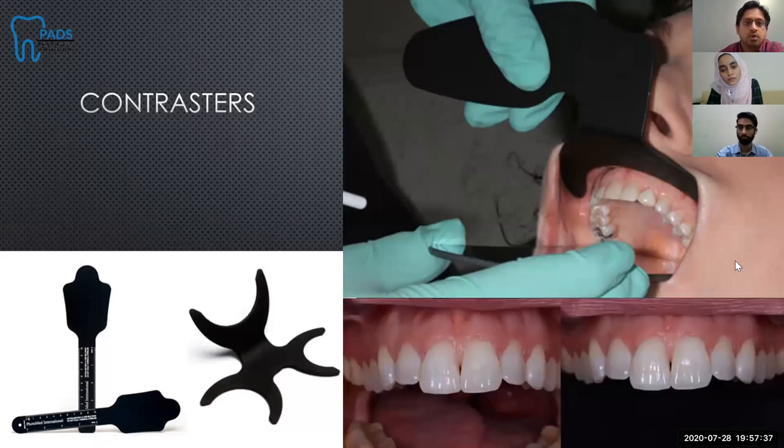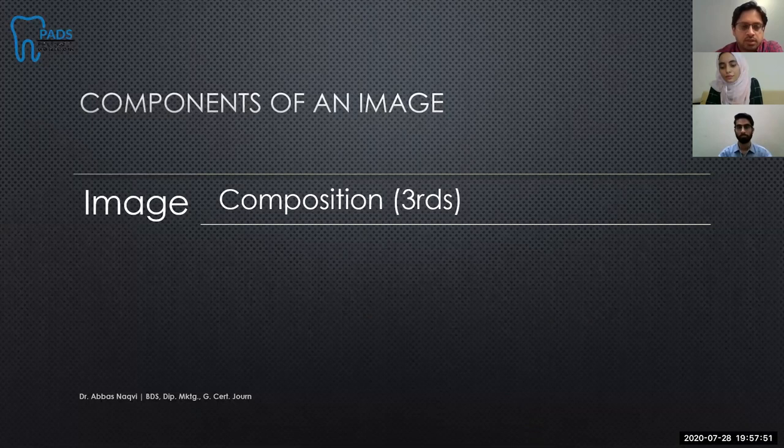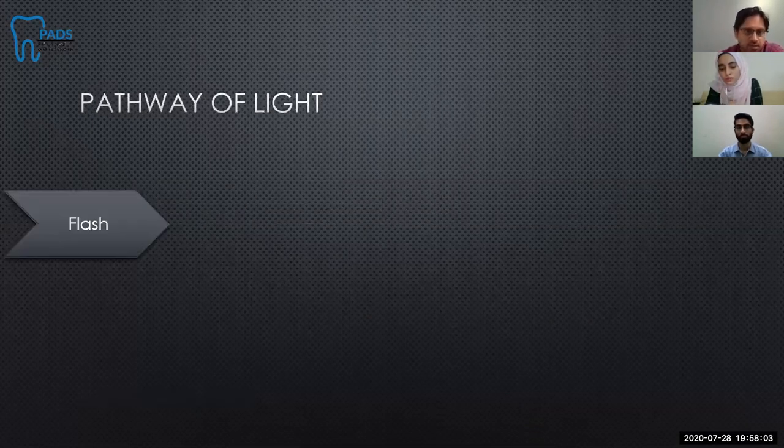So, what are the components of an image? Composition. You need to make sure it has the right focus, right exposure, and the color condition is accurate. This is the pathway of light, from left to right: the flash, the pathway and the characteristics. The flash could be fully powered or adjusted. The lens comes next, and the light is passing through the lens. The lens is characterized by its focal length. Could be a wide angle lens, could be standard, could be normal, could be telephoto.